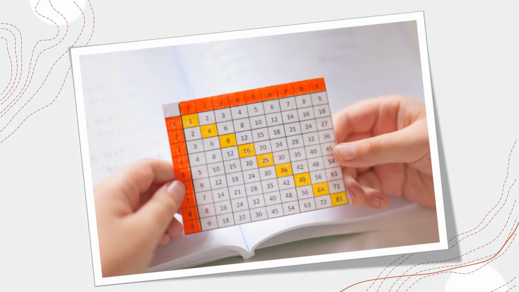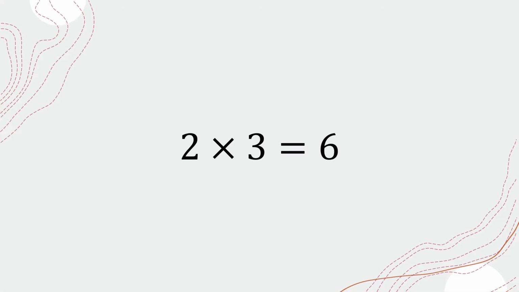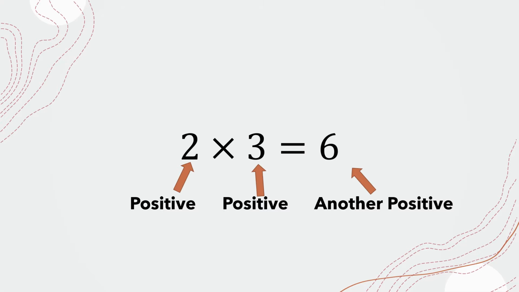You remember the first time you learned about multiplication? I bet you had to memorize the multiplication table during your primary school. During your memorization, do you notice that the multiplication table, like 2 times 3 equal to 6, you are basically multiplying two positive numbers, and the answer to that is another positive number. This result is definitely intuitive to us.